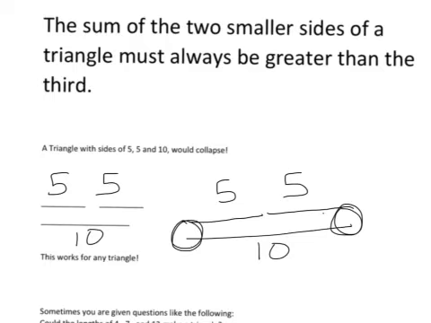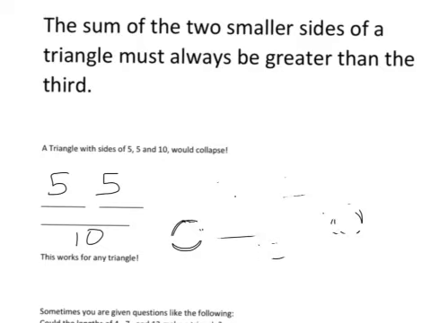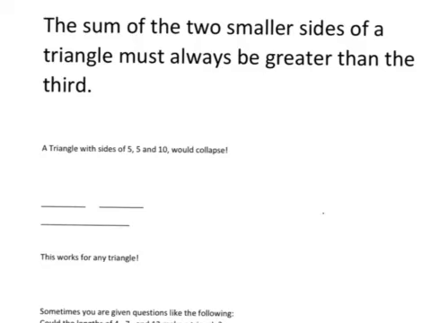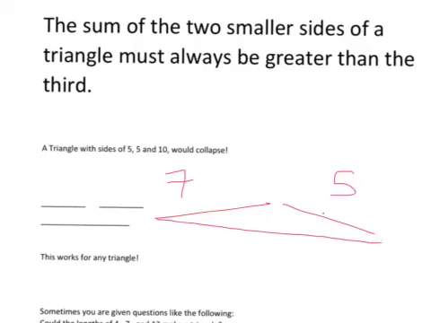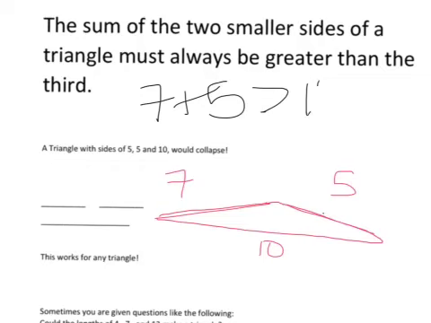If one of the sides was a little bit longer than 5, for example, if one side was 7 and another side was 5, the last side could in fact be 10 if we wanted it to be, because the sum of the two smaller sides, in this case 7 plus 5, is greater than 10. So, in essence, the sum of the two smaller sides of the triangle must always be greater than the third.